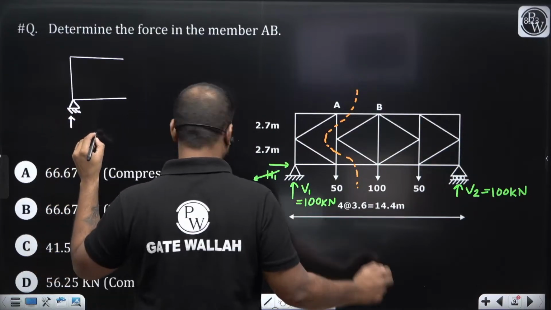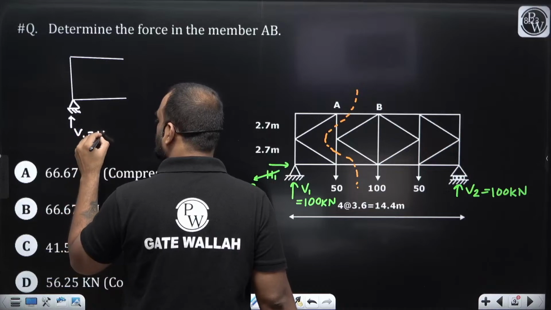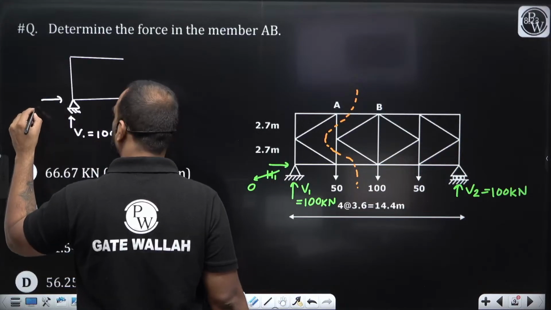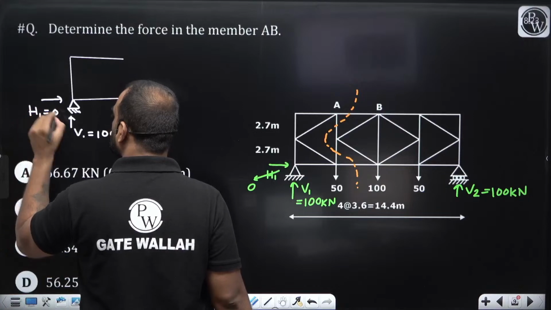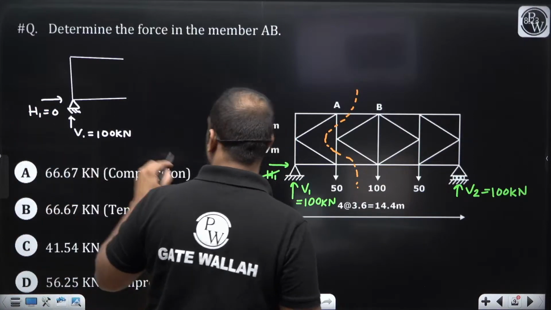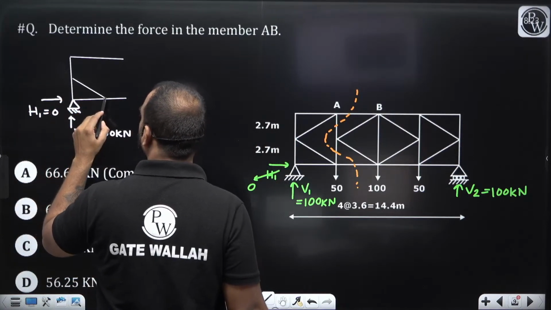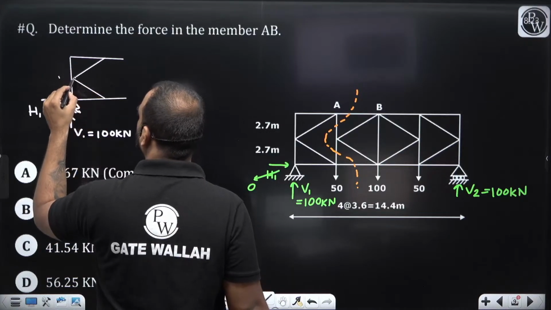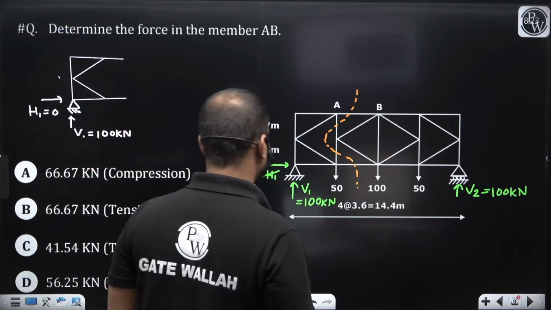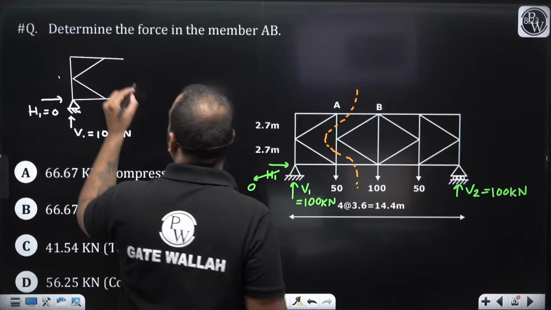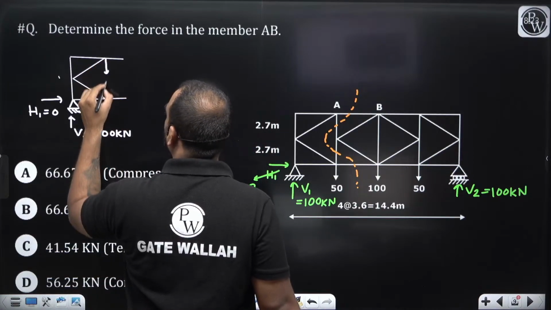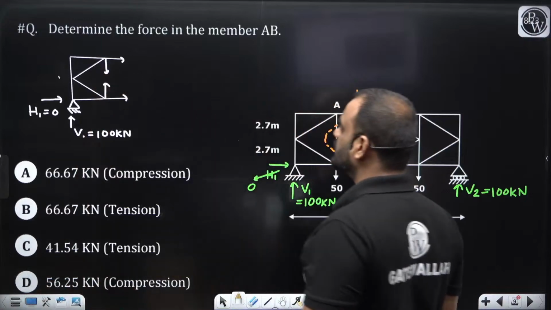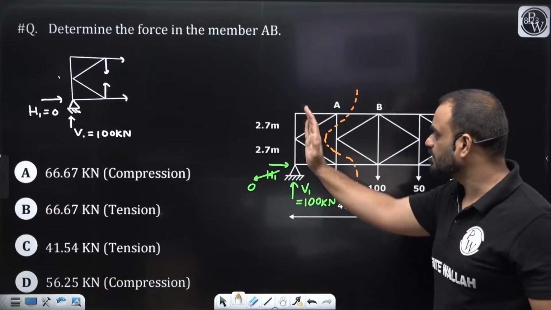This is our vertical reaction, which is V1, and it is equal to how much? 100 kilonewton. This one is H1, which is equal to how much? It is equal to 0. Okay, sir. Then we have some inclined member, which is like this. This is our structure part.